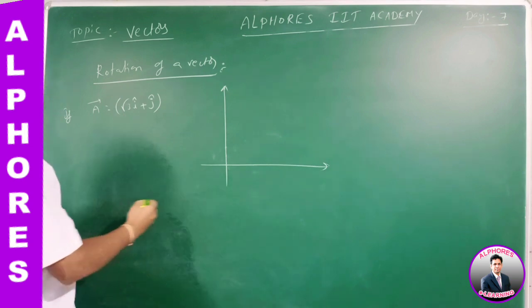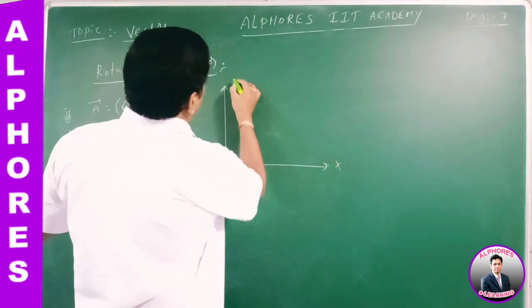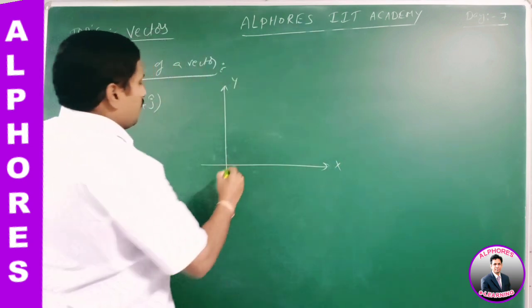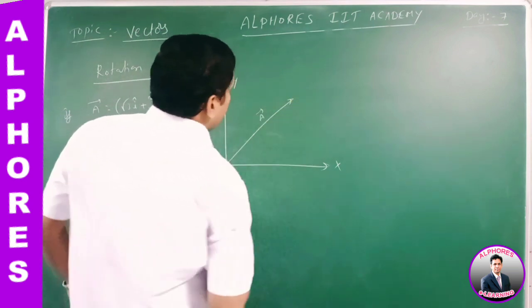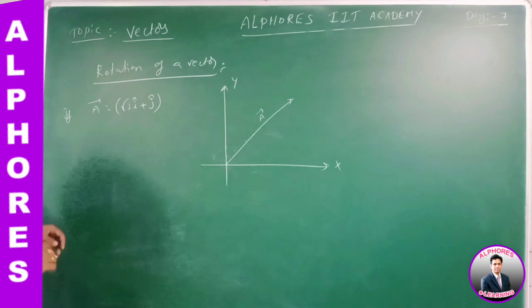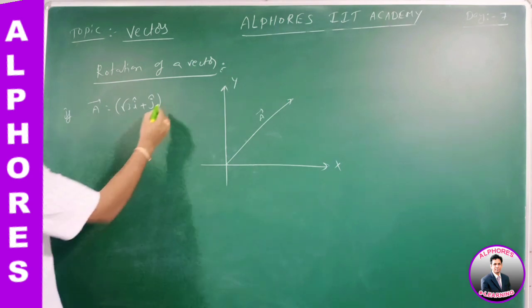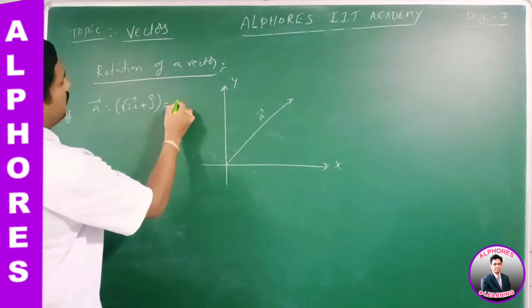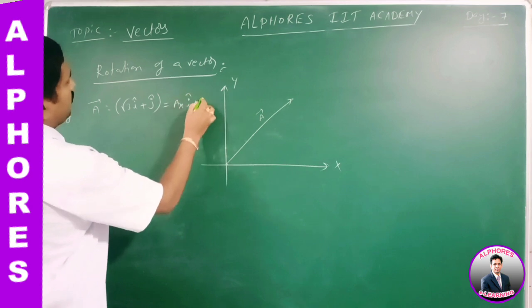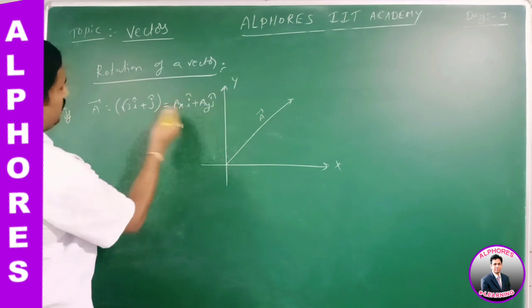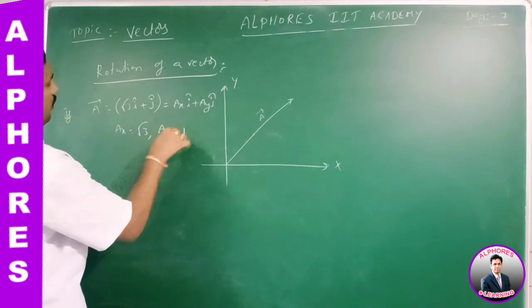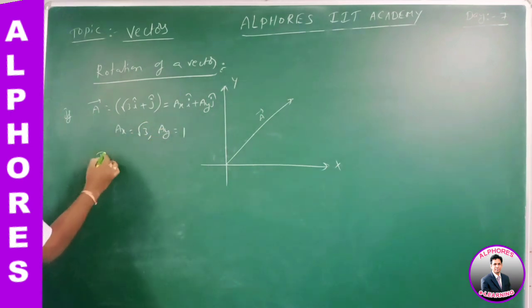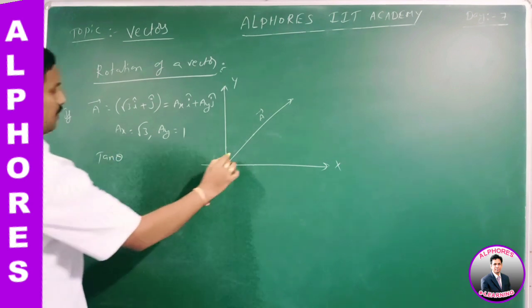How much angle is it? Let us say this is the x-axis and y-axis, a 2-dimensional vector I am taking. Now this is the vector initially, so this is nothing but a bar. What is the angle made by this vector? The generalized method is to compare it with ax i cap plus ay j cap. What is the value of ax here? Root 3. Ay is equal to how much? 1.